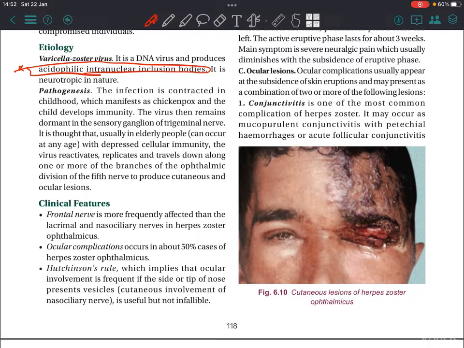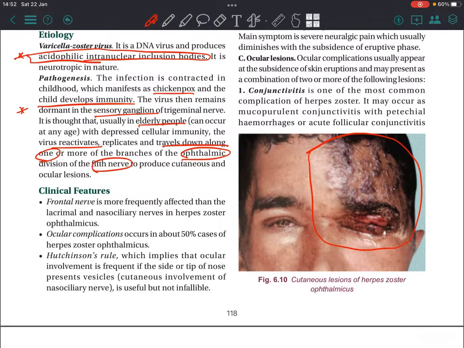Pathogenesis: infection is contracted in childhood which manifests as chickenpox. Child develops immunity. The virus then remains dormant in the sensory ganglion of trigeminal nerve. It is thought that usually in elderly people with depressed cellular immunity, the virus reactivates and replicates and travels down along one or more of the branches of ophthalmic division of fifth nerve to produce cutaneous and ocular lesions. Frontal nerve is more frequently affected than lacrimal and nasociliary nerves in herpes zoster ophthalmicus. Ocular complications occur in about 50% of cases.